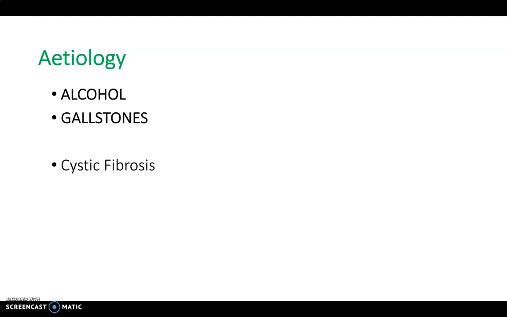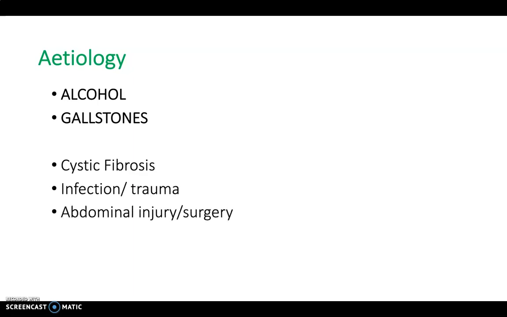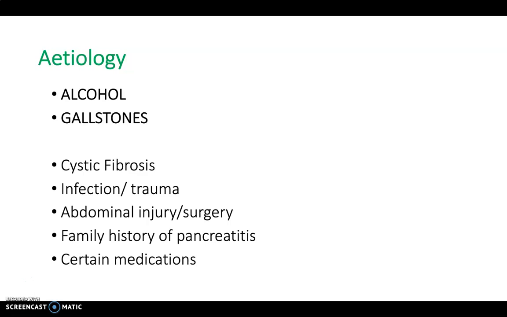There are other causes of pancreatitis like cystic fibrosis, so the mutations in the CFTR gene leads to thick, sticky secretions, for example, like the ones that are secreted by the pancreas. Infection or trauma can cause pancreatitis. Abdominal injury or surgery. Family history of pancreatitis. And certain medications like azathioprine or tetracycline.